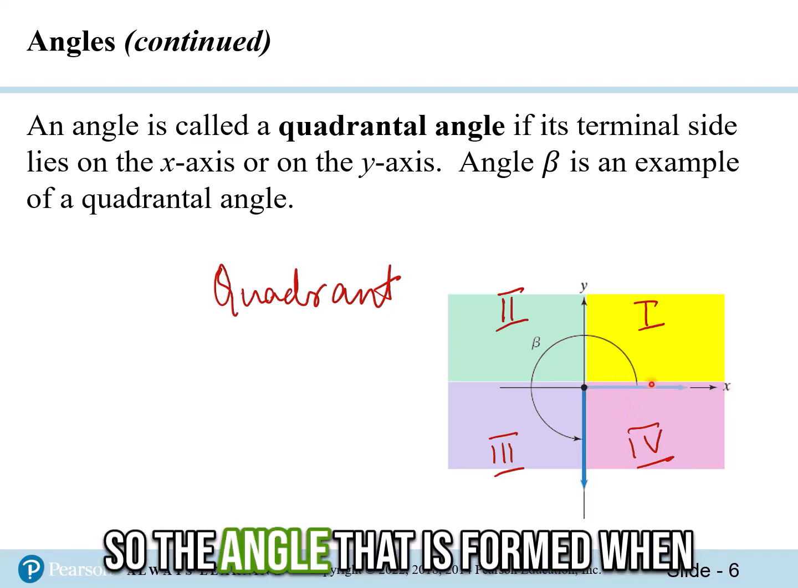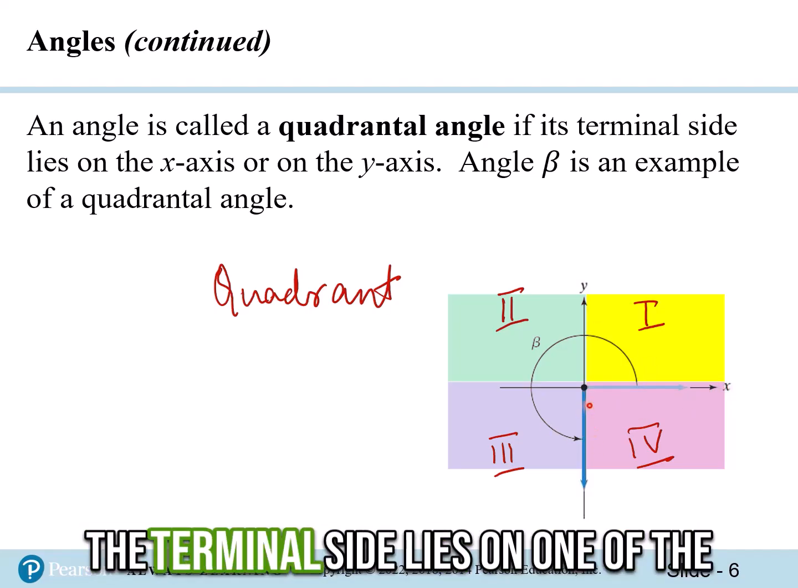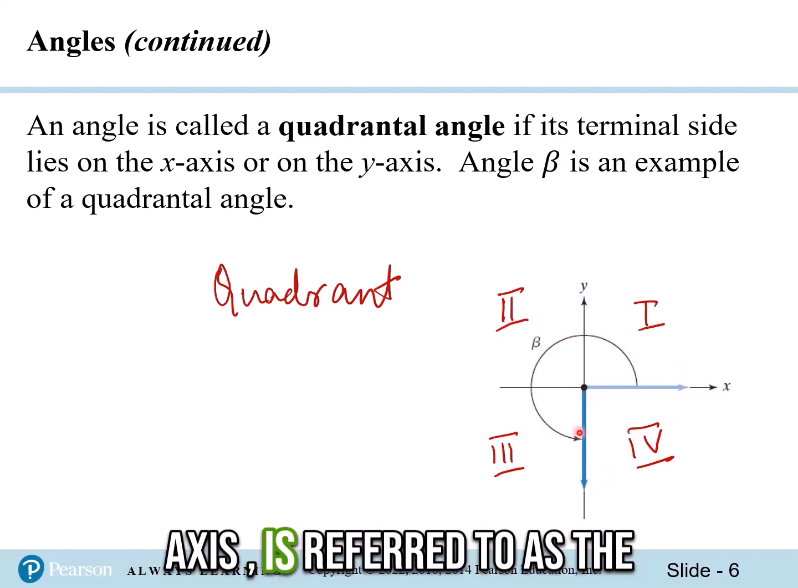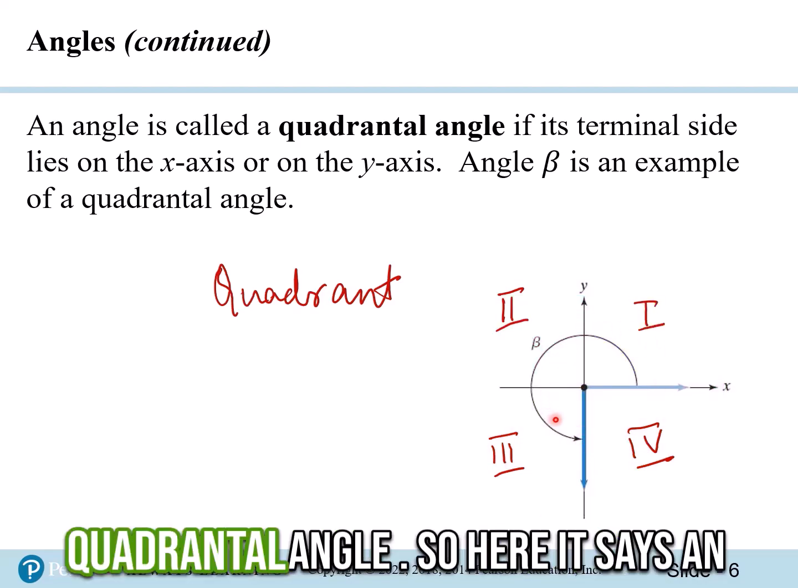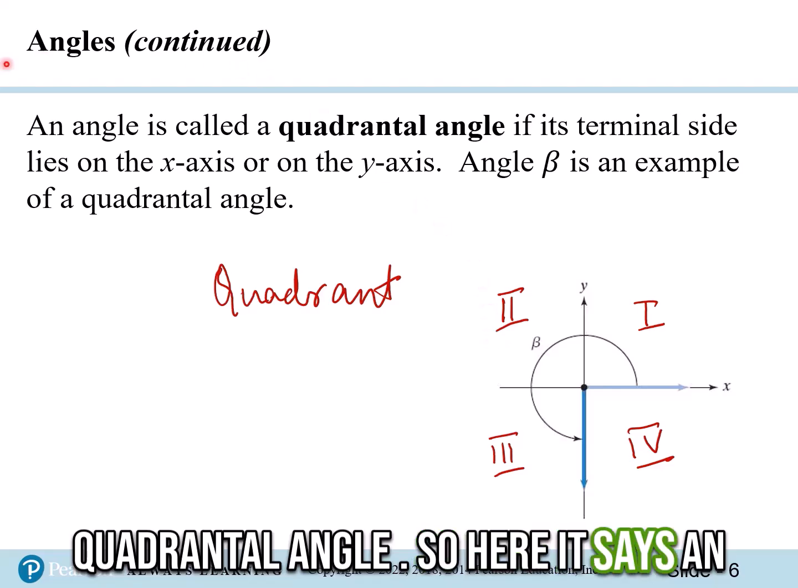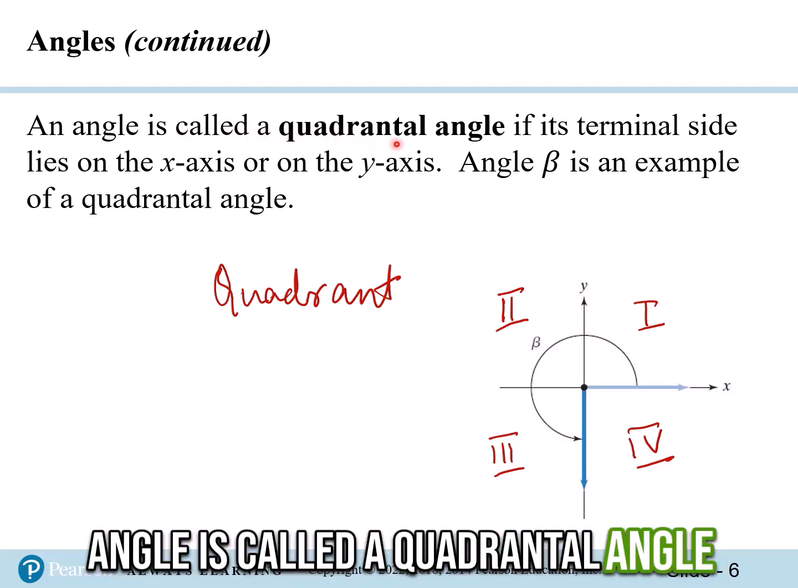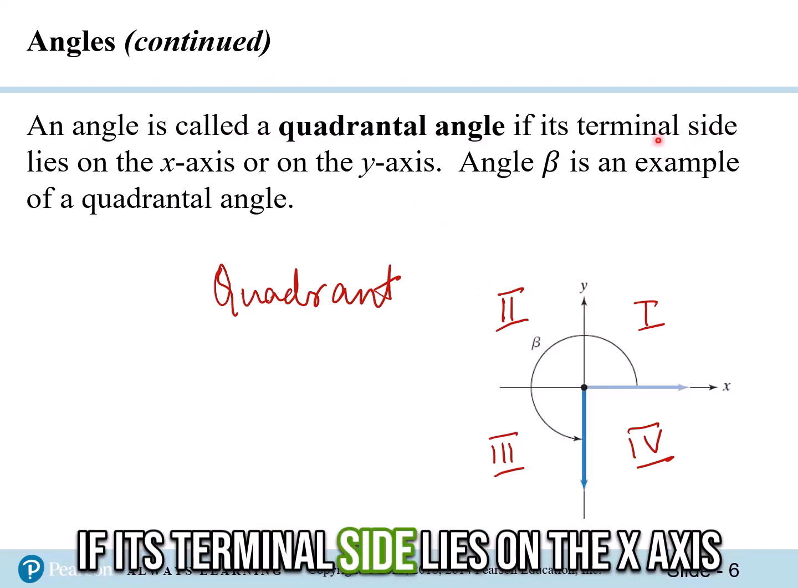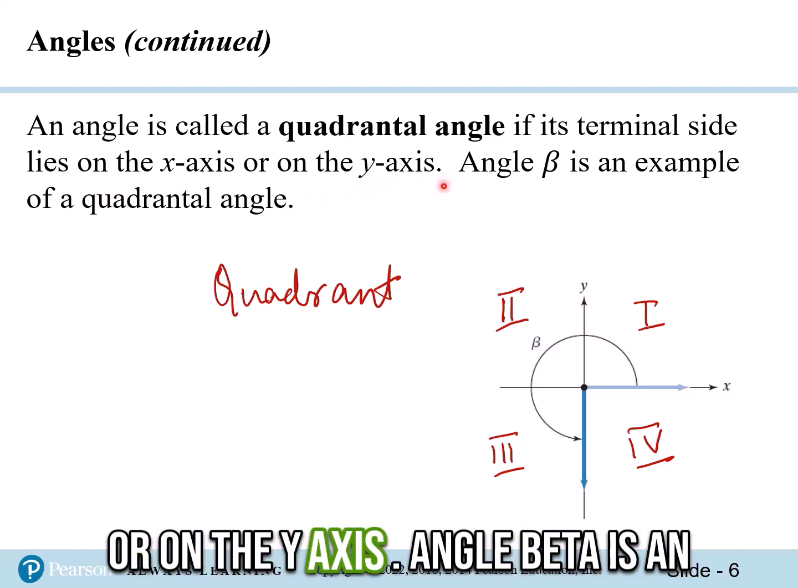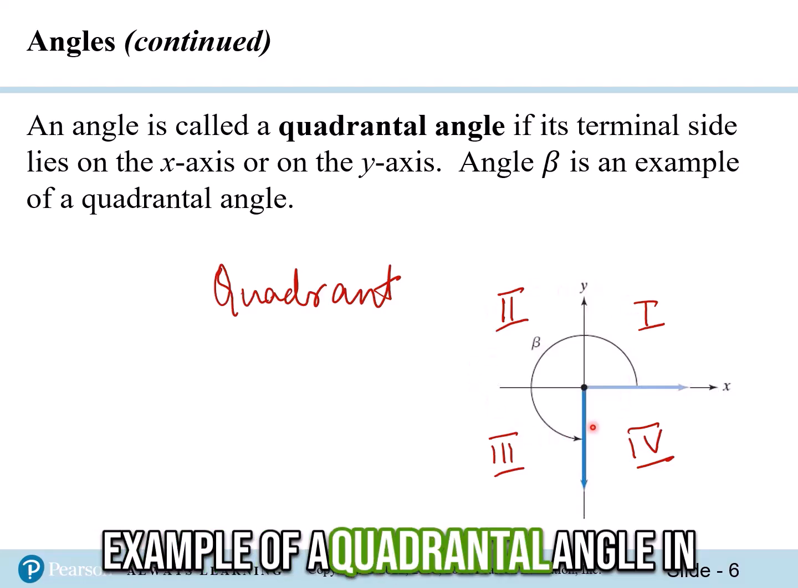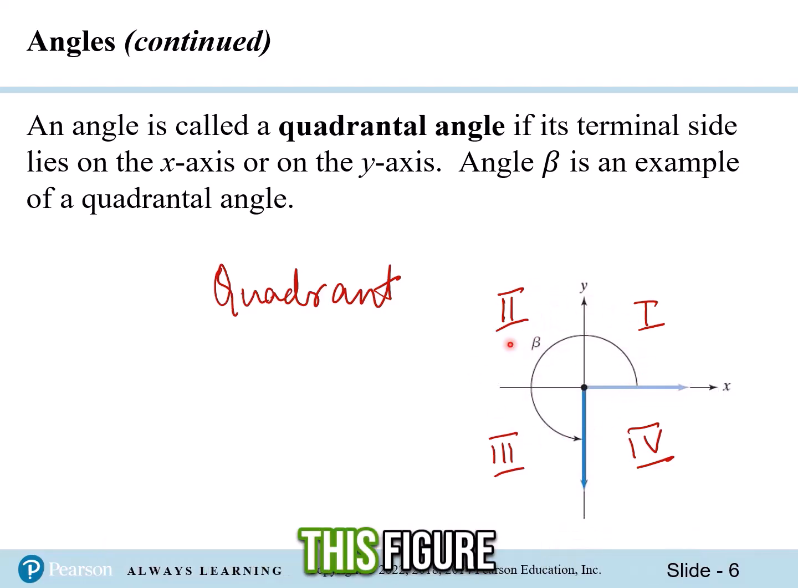So the angle that is formed when the terminal side lies on one of the axes is referred to as the quadrantal angle. So here it says an angle is called a quadrantal angle if its terminal side lies on the x-axis or on the y-axis. Angle beta is an example of a quadrantal angle in this figure.